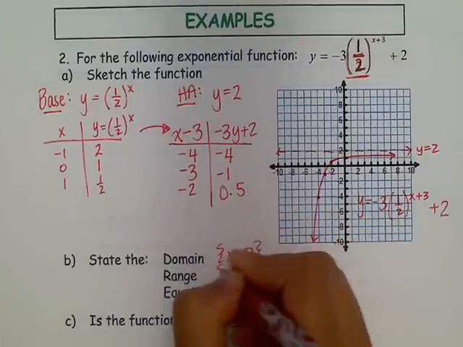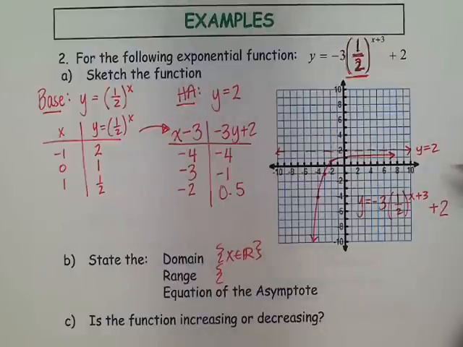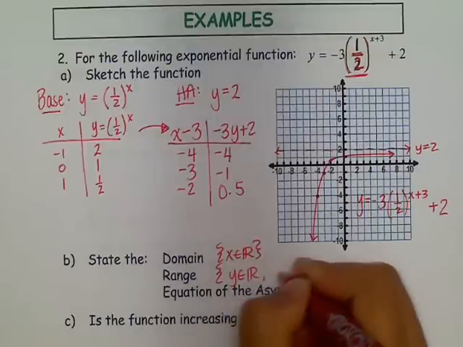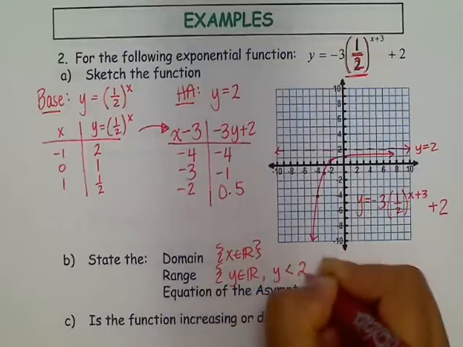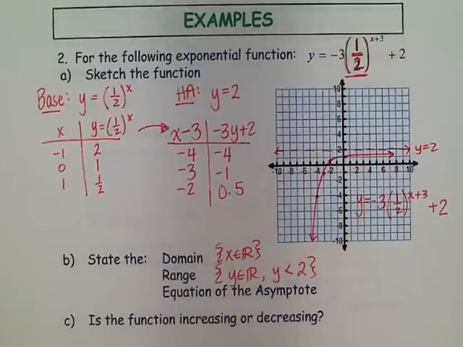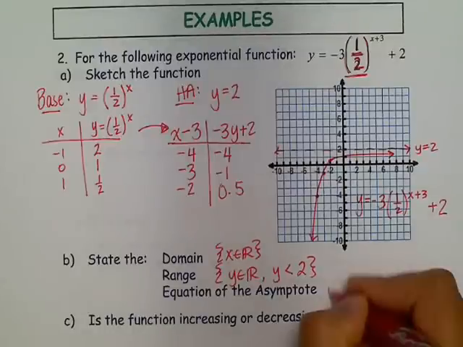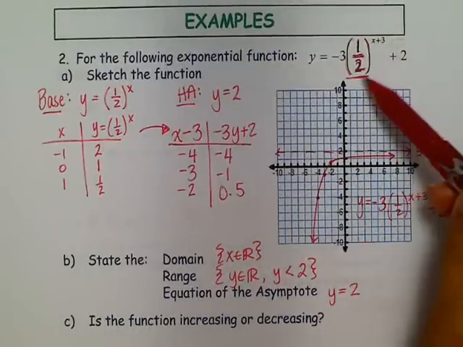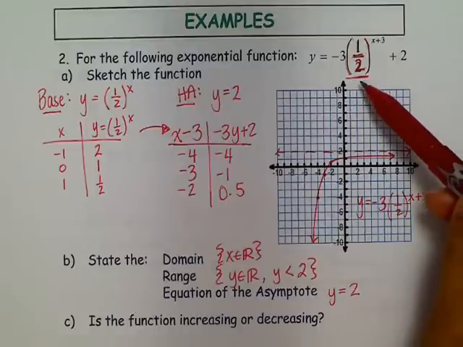Now the domain for this, again, the graph goes infinitely to the left and right. So it's x is an element of all real numbers. The range, because the graph is below the asymptote, it's an element of all real numbers, but y has to be less than whatever the asymptote's equal to, so y is less than 2. And then the equation of the asymptote we know is y equals 2.